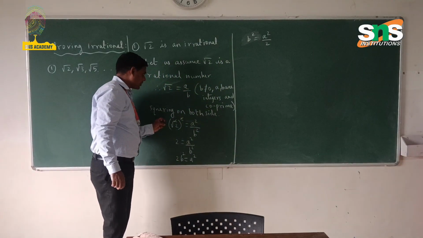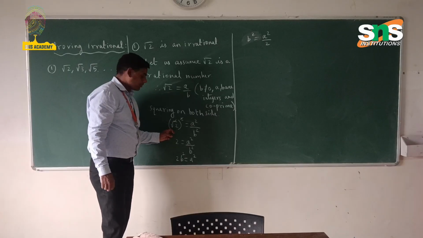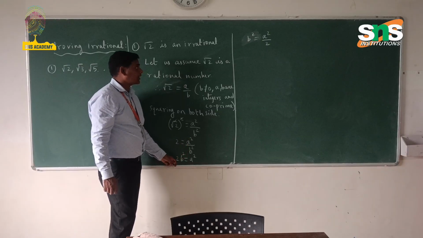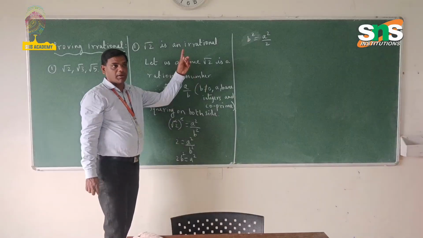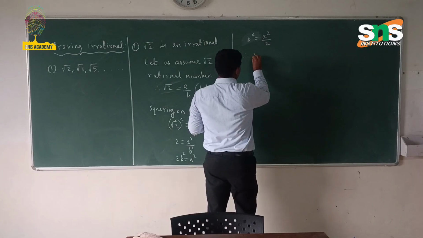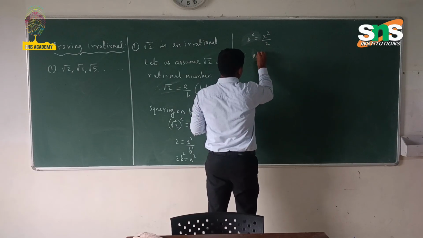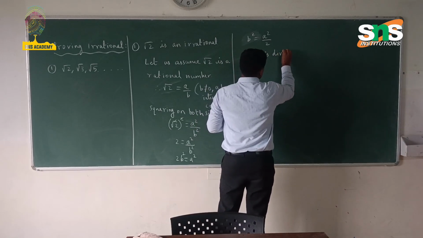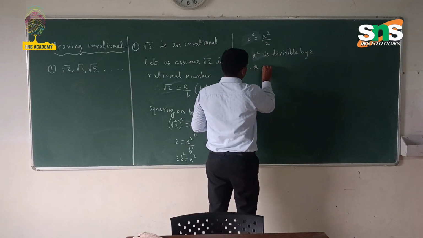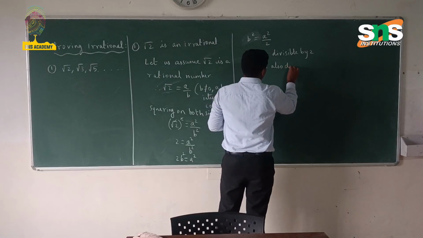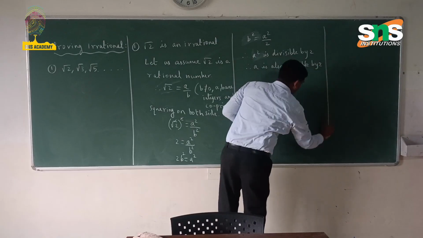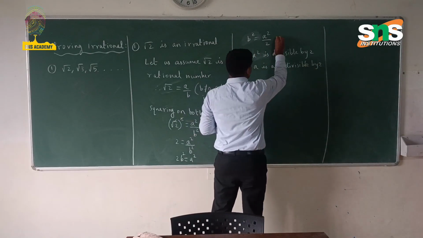So here we will be squaring on both sides. When you square on both sides, square and square get cancelled. 2 is equal to a square by b square. From this we will write that b square is equal to a square divided by 2. So we need to get this form. From this we can say that a square is divisible by 2. Therefore, a is also divisible by 2. So this we can take as equation 1.